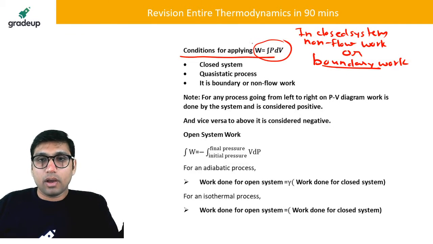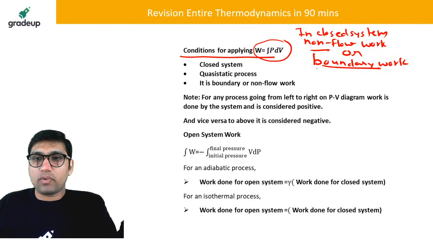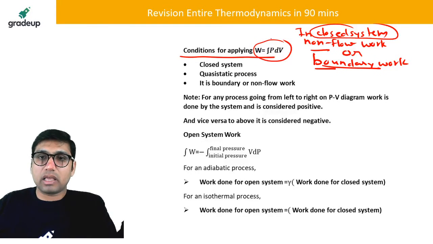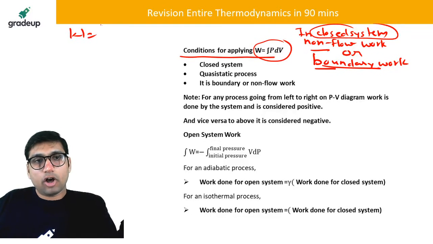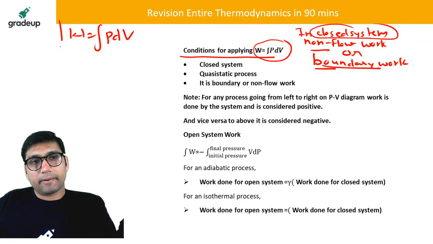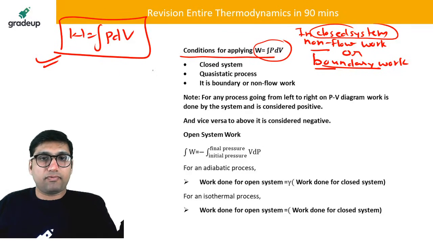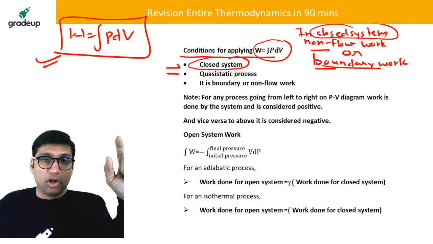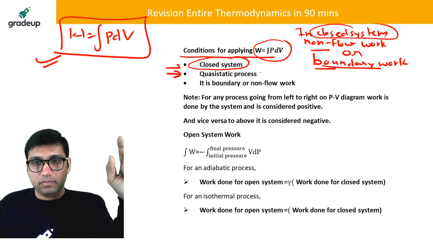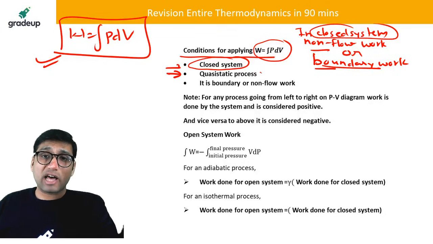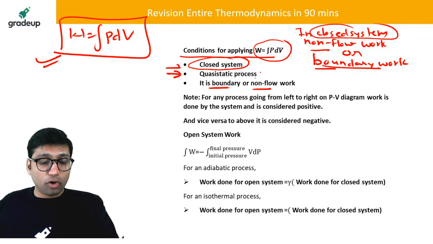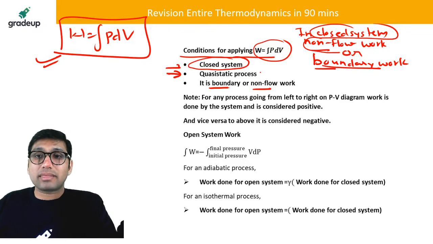Okay, my dear. So non-flow work or the boundary work or the closed system work is given by the integral of PdV. This is very, very important. Remember that. For applying this formula, you have to use a closed system, quasi-static, or to be very particular, frictionless quasi-static, or boundary or non-flow. Non-flow means closed system where the mass cannot flow.